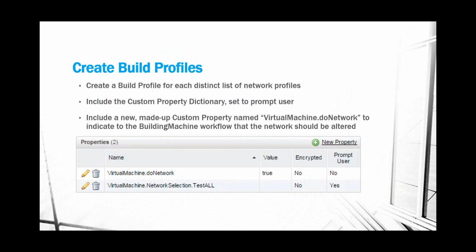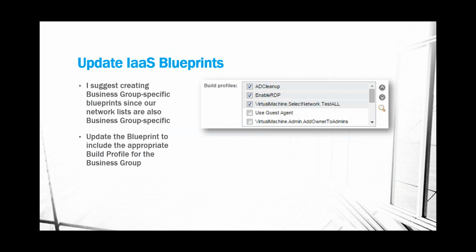All right, and then again, we're going to update our infrastructure as a service blueprints and make sure that we choose the appropriate network for this particular business group. So we're going to create business group specific blueprints. Now this is going to increase the number of blueprints that we have in our environment, but that's not all that uncommon. This is just where we end up with business group specific instead of shared blueprints, and then we choose the appropriate build profile and therefore the appropriate network selection list based on that business group.